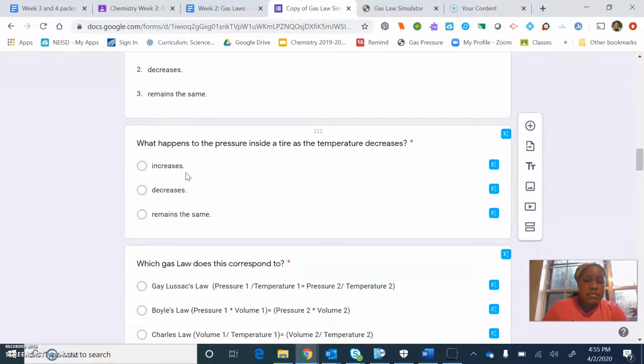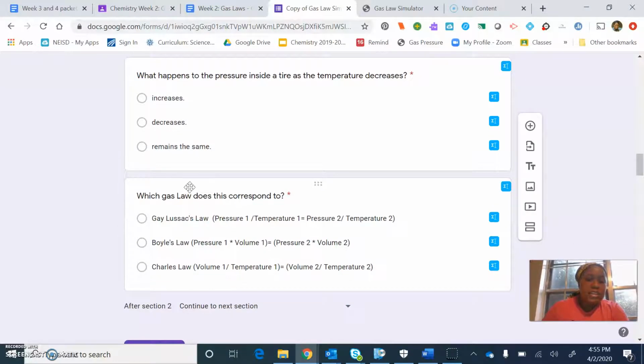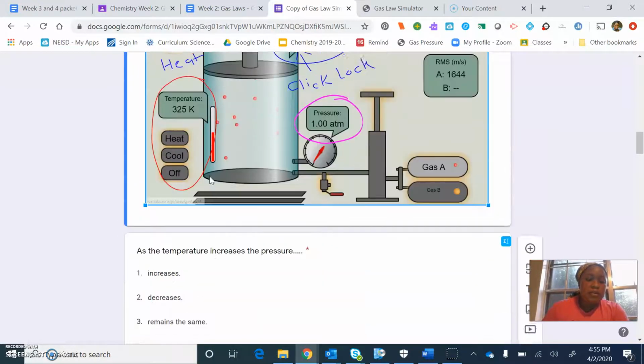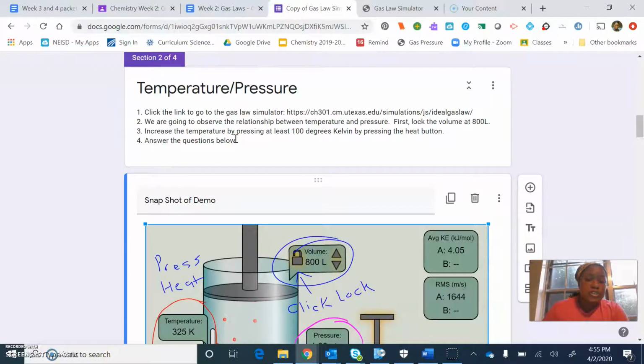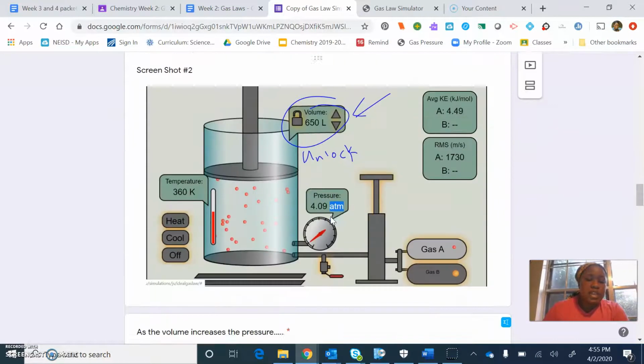Then you'll answer the same thing about tire pressure and temperature. What happens to the pressure inside a tire as the temperature decreases? So think about when it's cold outside. What happened to the pressure inside your tires? Does the pressure increase, decrease, or remain the same? And then looking at the gas laws, if we're looking at the relationship between temperature and pressure, which gas law would that relate to? You'll click the one you think is correct and then go to the next section.